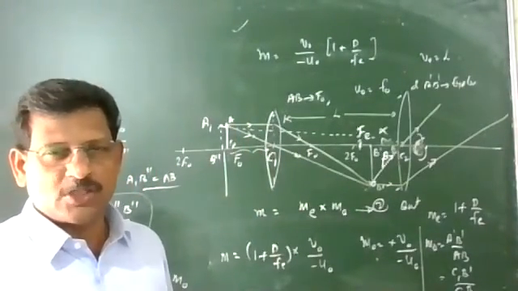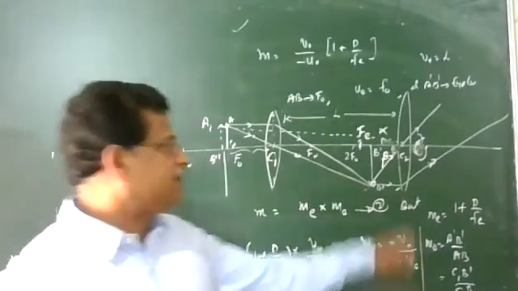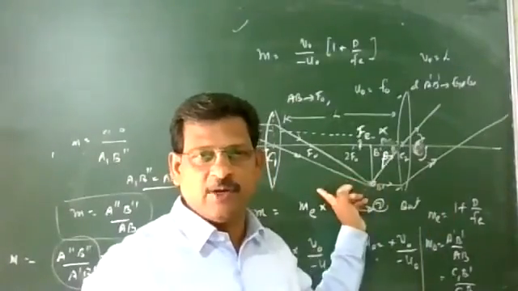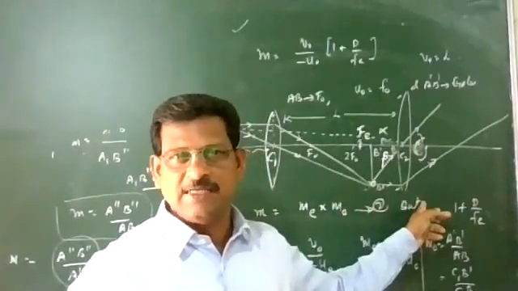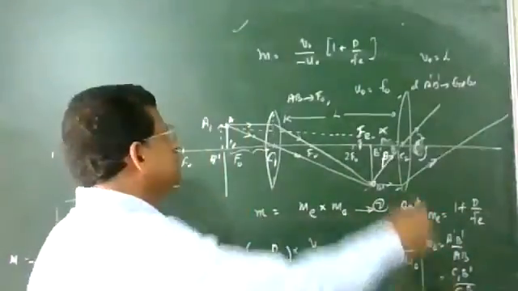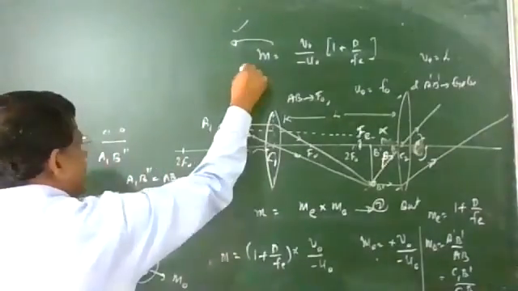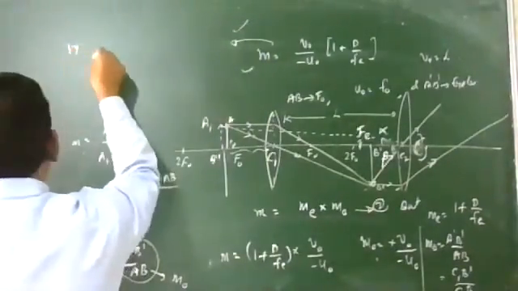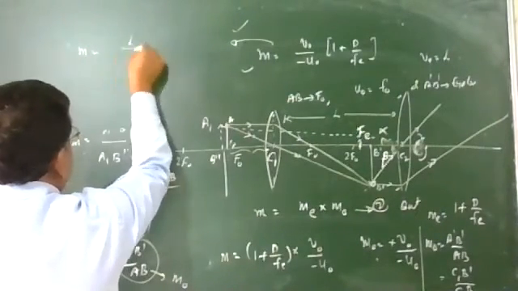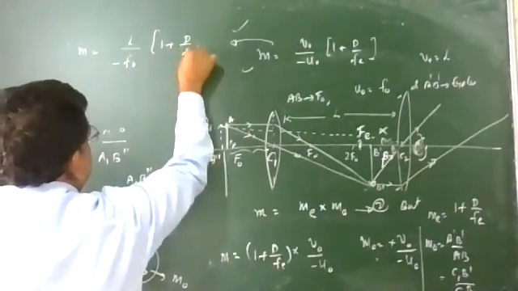Object is very close to the focus of the objective lens, hence U naught can be taken as F naught. And the image formed by the objective lens, A dash B dash, is very close to the eye lens. So the distance between the objective lens and the eye lens is taken as V naught, that is the length L of your compound microscope. So we are writing another form as a special case. This is the general equation. M equal to, instead of V naught I write L, divided by F naught into 1 plus D by F.